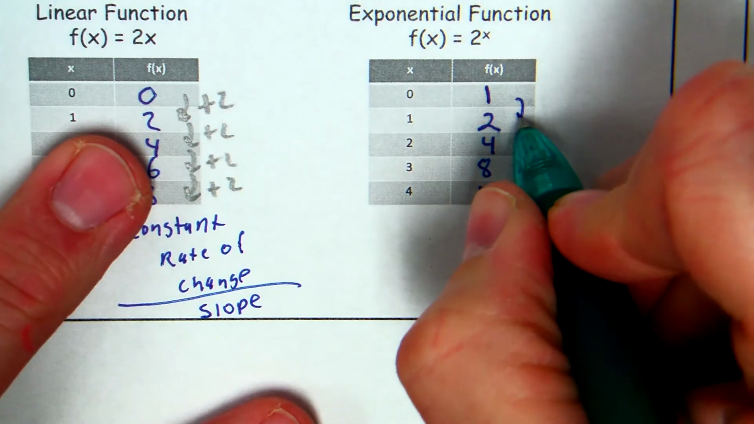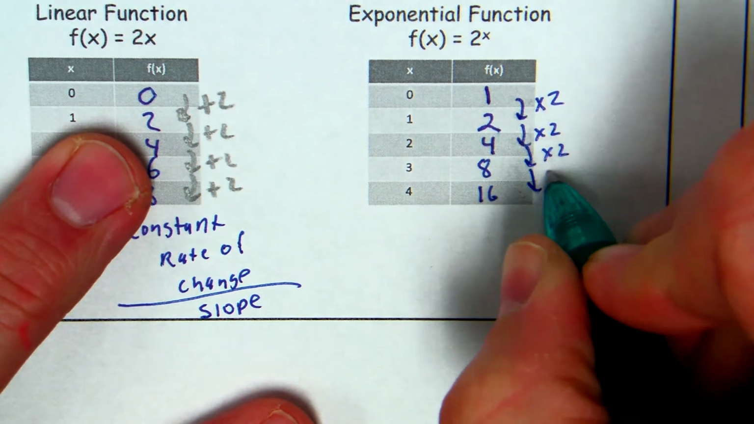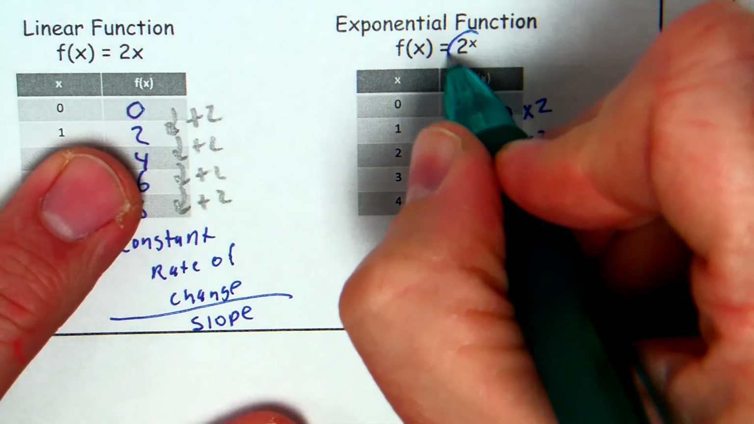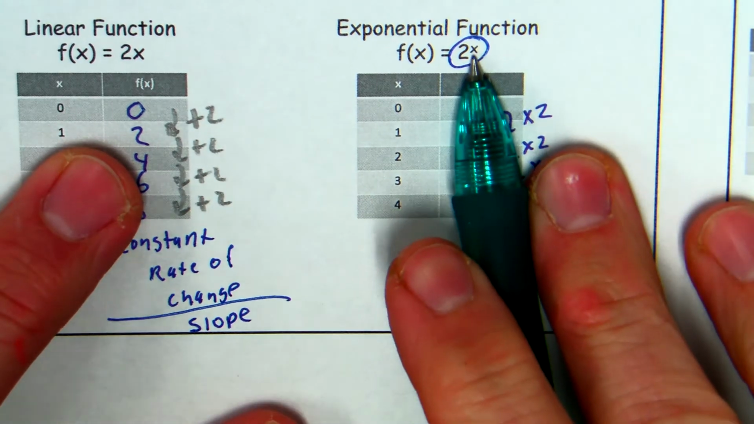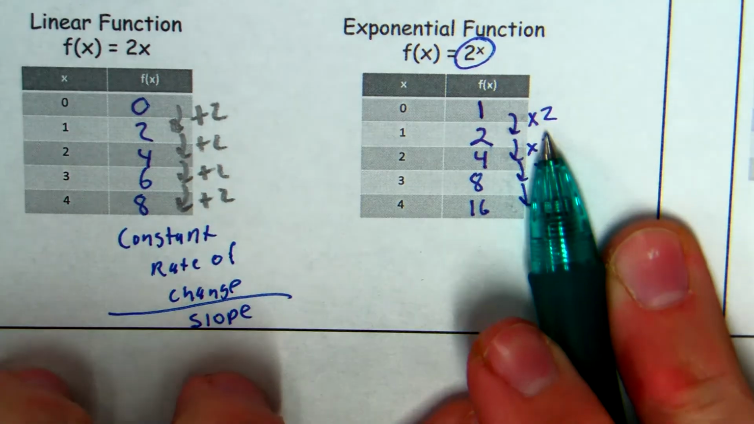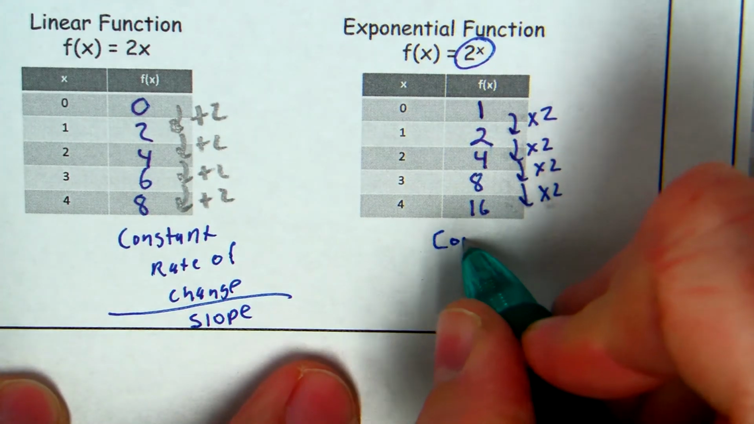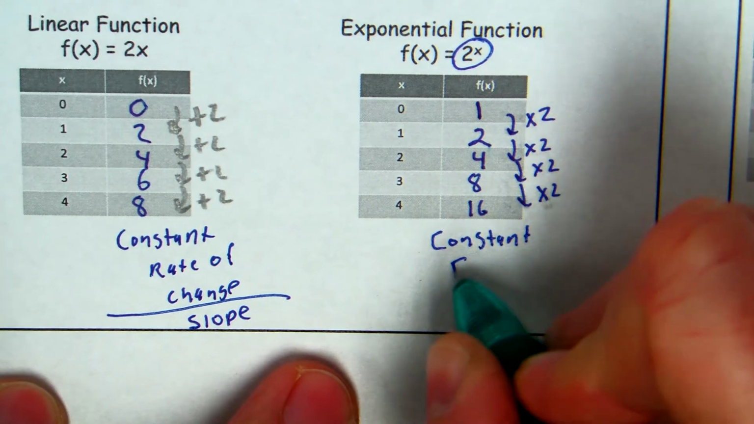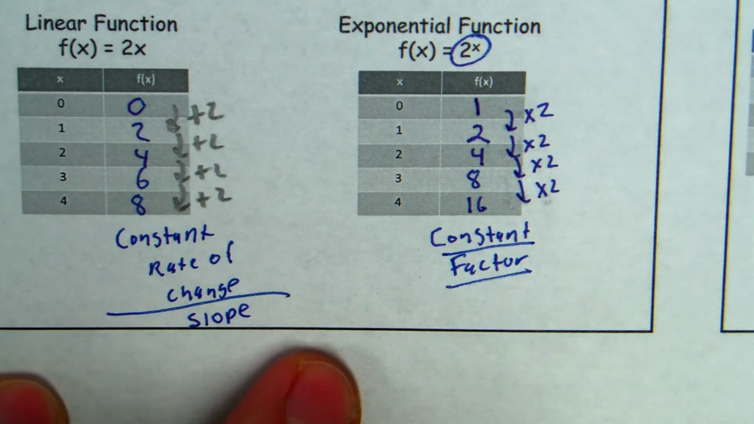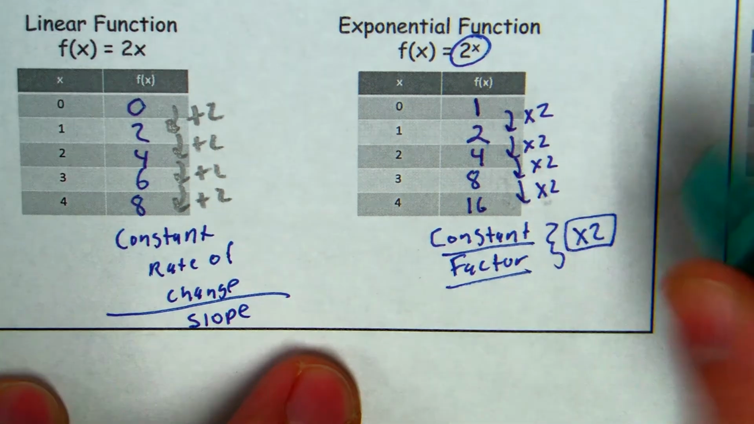Hopefully, you recognize that what's actually happening is you're multiplying by 2 each time. That's what happens with exponential functions. Every time x gets bigger, you're saying multiply by another 2. That's what's causing this times 2 to happen. Exponential functions have a constant factor, a constant factor by which you multiply. And there again, in this case, that is times 2.